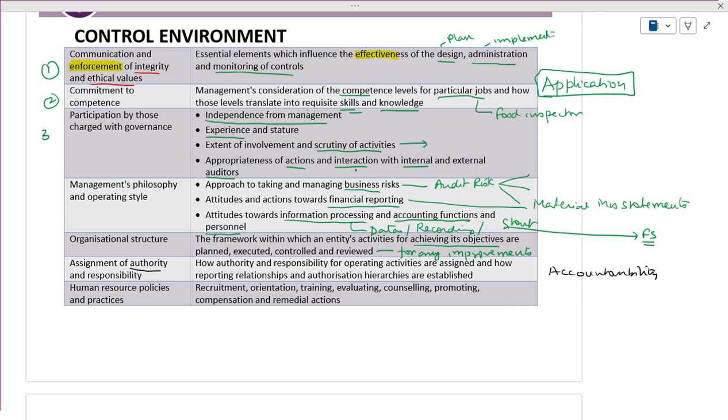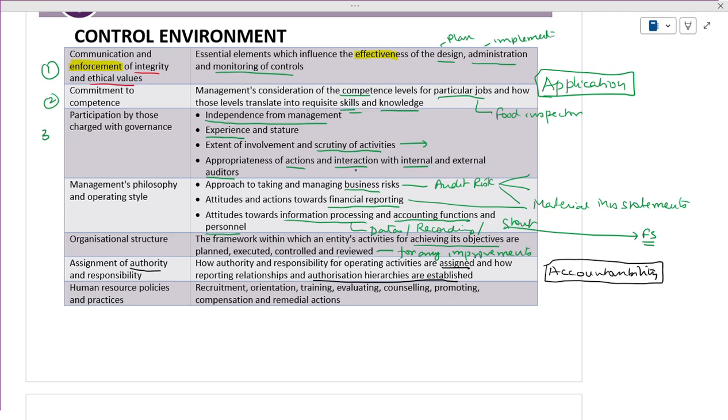Three things are there: how authority and responsibility for operating are assigned, and how reporting relationships and authorization hierarchies are established. You are giving authority to a purchase manager to perform the job. You have to give responsibility also. Yes, he has that independence. When you are talking about responsibility, he has to be independent. Once he is independent, whatever actions he takes, he is accountable for that also. These are the things that matter.